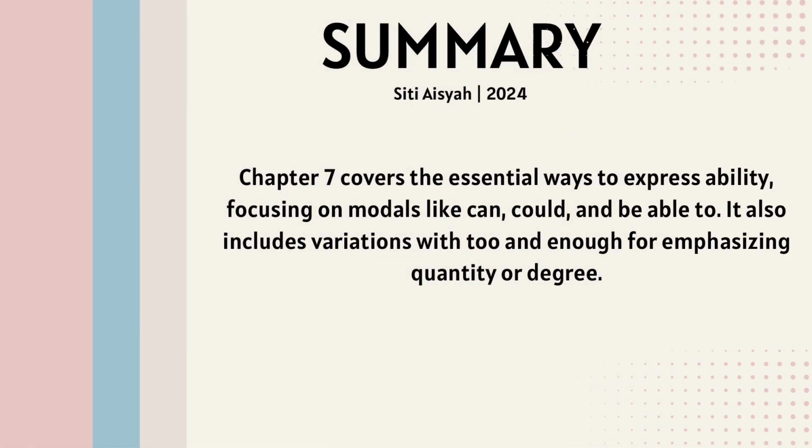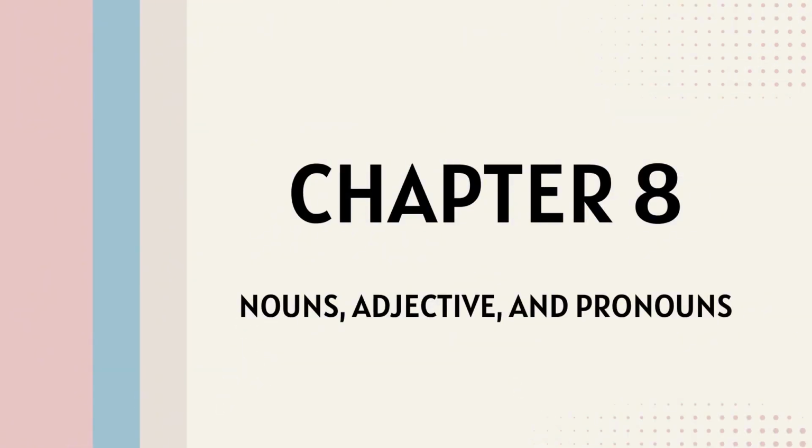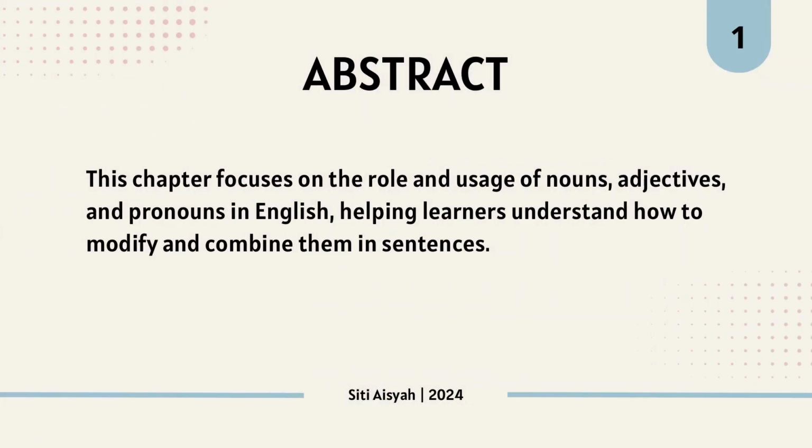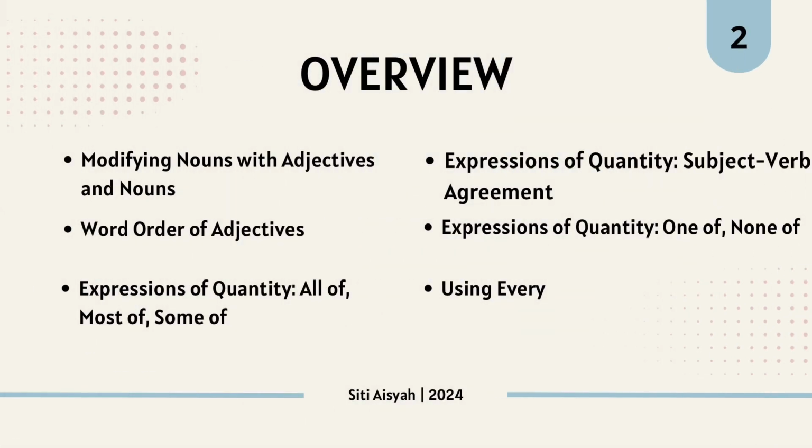Chapter 7 covers the essential ways to express ability, focusing on modals like can, could, and be able to. It also includes variations with too and enough for emphasizing quantity or degree. Chapter 8, Nouns, Adjectives, and Pronouns. This chapter focuses on the role and usage of nouns, adjectives, and pronouns in English, helping learners understand how to modify and combine them in sentences.